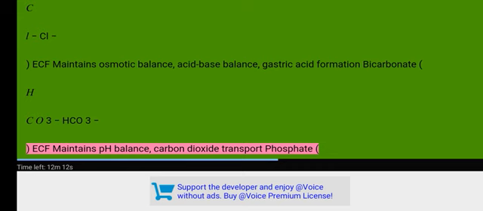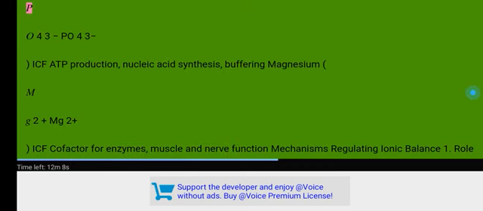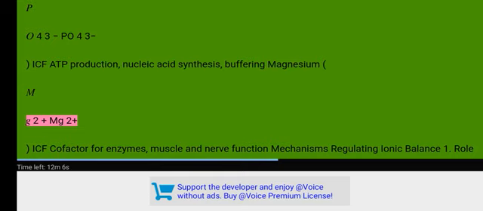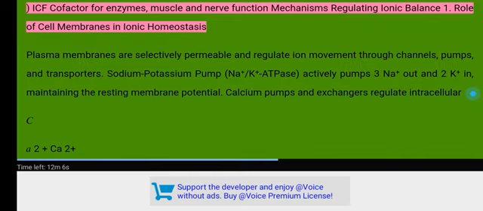ECF: maintains pH balance, carbon dioxide transport. Phosphate, PO4 3-. ICF: ATP production, nucleic acid synthesis, buffering. Magnesium, Mg2+. ICF: cofactor for enzymes, muscle and nerve function. Mechanisms regulating ionic balance.